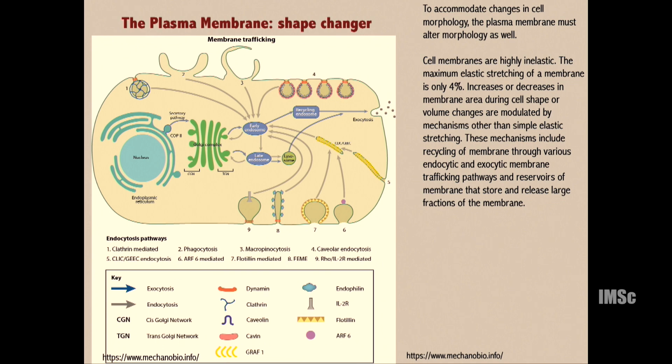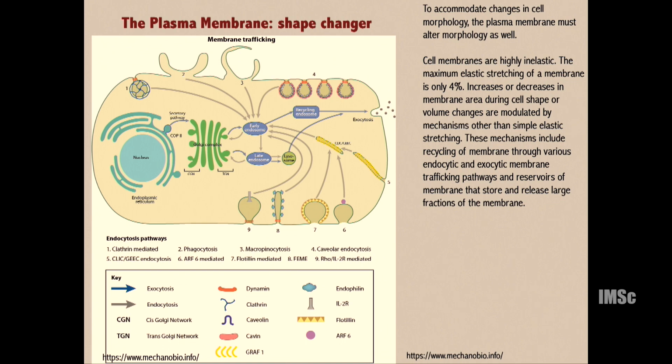I'll show you, you already saw the neutrophil change its shape through putting out these protrusions. Cell membranes are highly inelastic. And the maximum elastic stretching of a membrane is only 4%. And so any increase or decrease in membrane area when a cell changes shape or changes its volume are conventionally thought to be due to mechanisms other than simple elastic stretching.